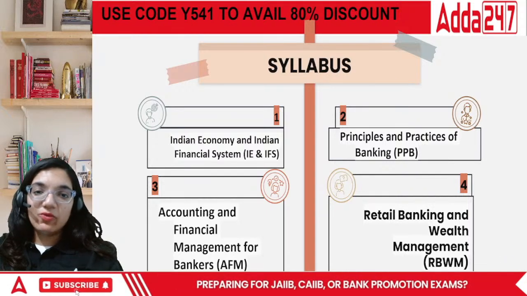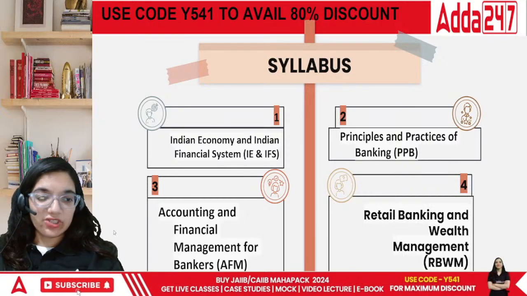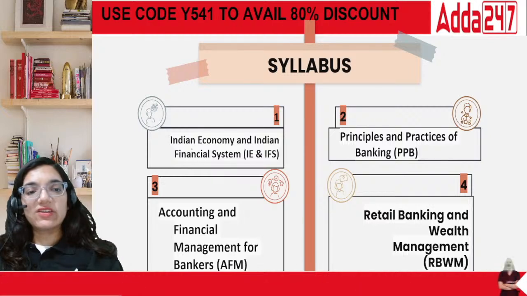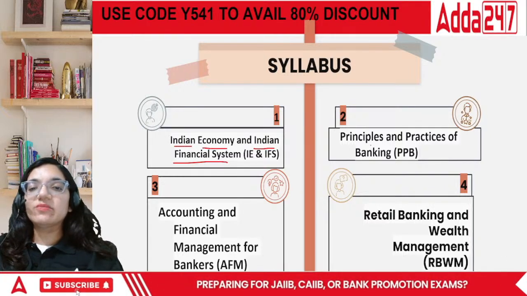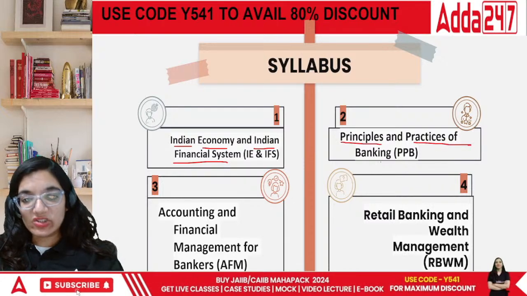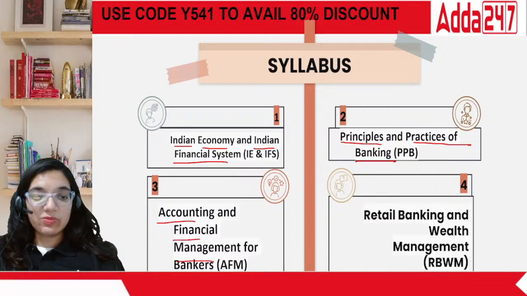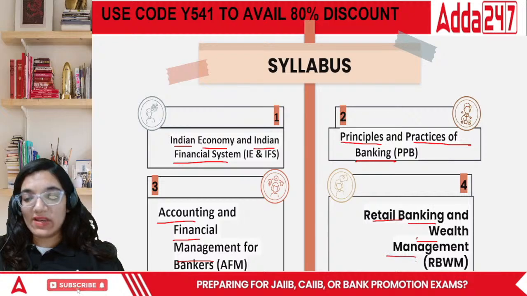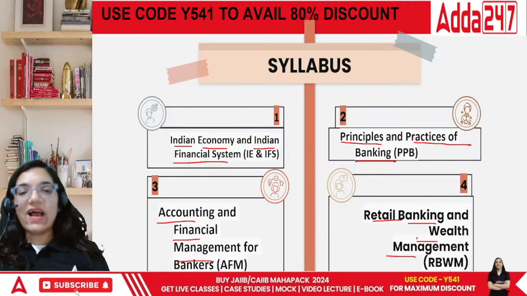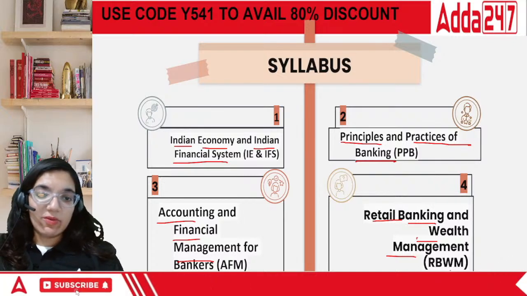Okay, everyone, what's our syllabus? Overall, we have got 4 different subjects. Our 4 different subjects include Indian economy and Indian financial system. Second subject is principles and practices of banking. Third subject is accounting and financial management for bankers. Fourth subject is retail banking and wealth management. So that is IE and IFS, PPB, AFM and RBWM.